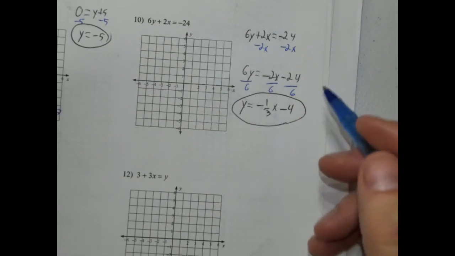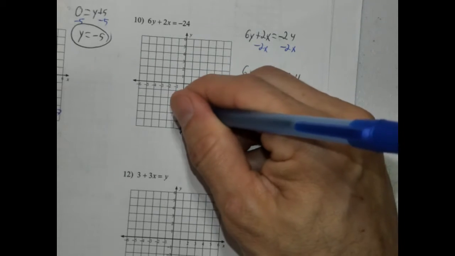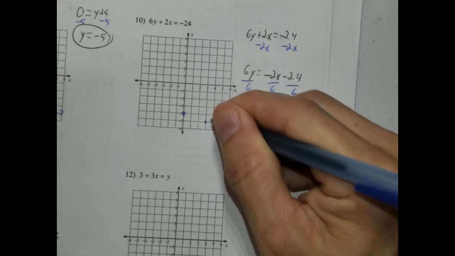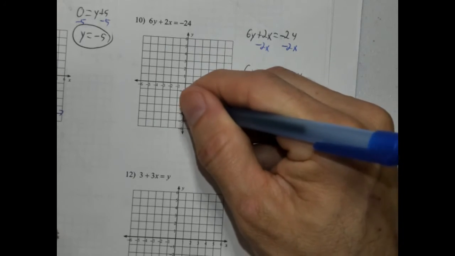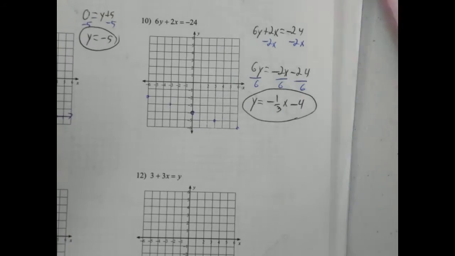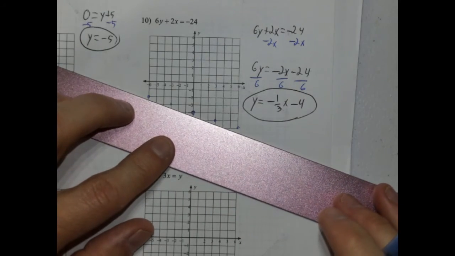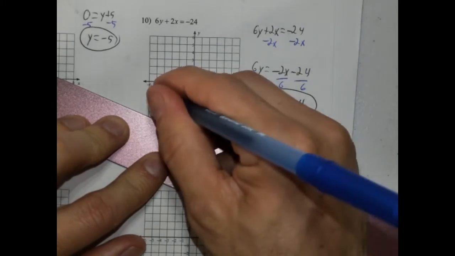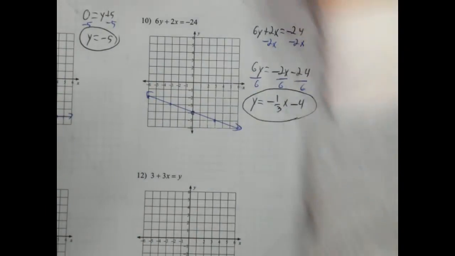Now we graph that. So negative 4 is our y-intercept, and negative 1/3, so down 1 over 3, then up 1, left 3, and up 1, left 3. There we go. Okay.